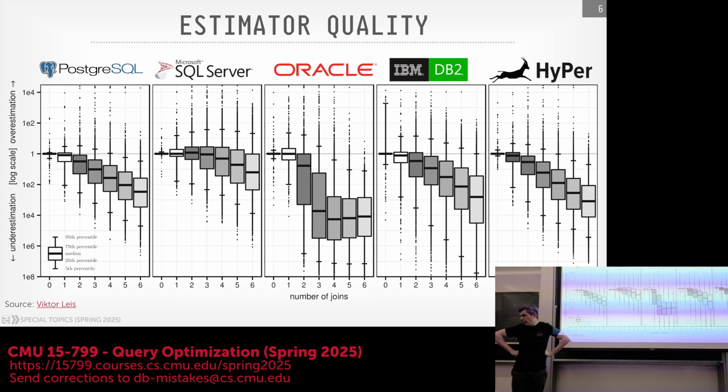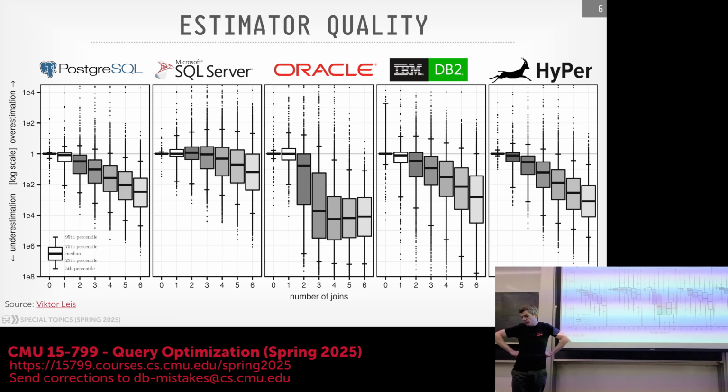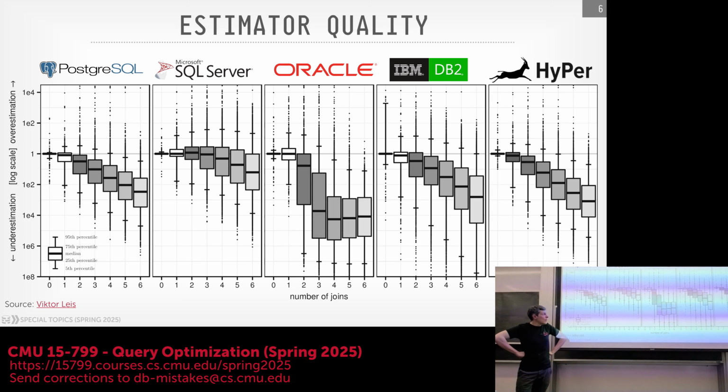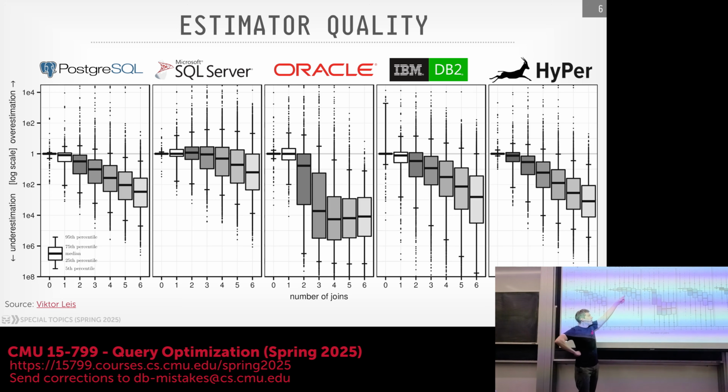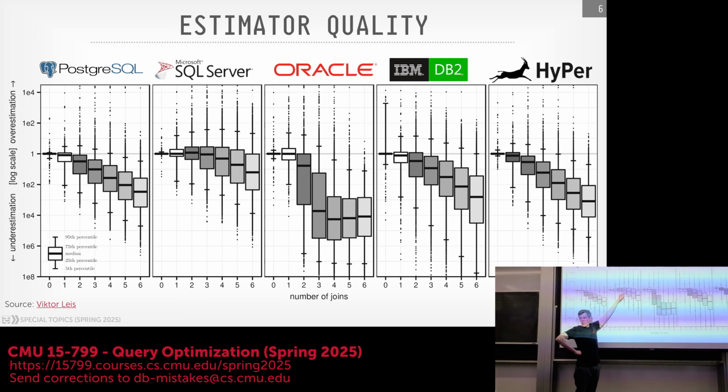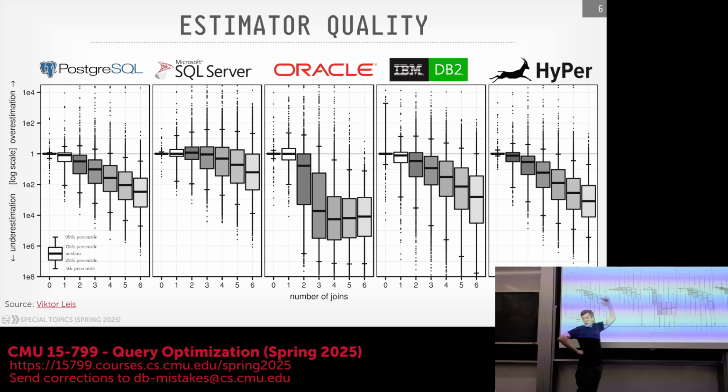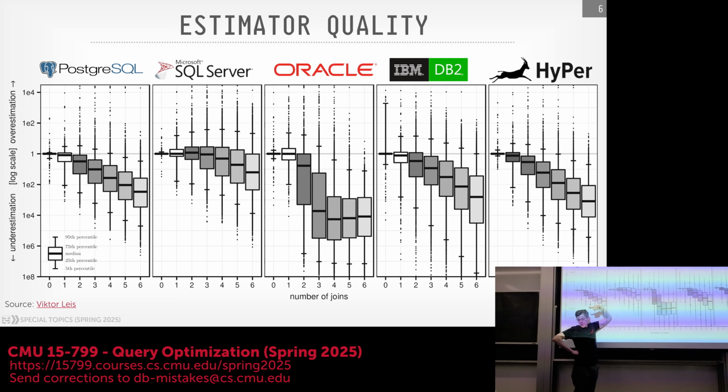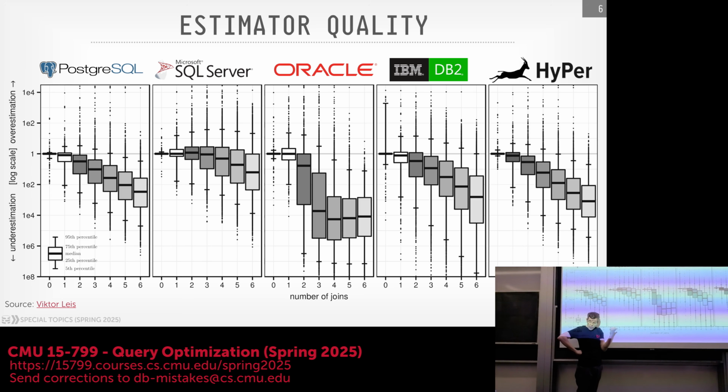Yes. Any particular reason why Microsoft is, as compared to others, tighter? His question is why are Microsoft's bounds tighter, why is it closer to the actual? Because they're doing a combination of the histograms as well as some sampling, right? Hyper, I forget if Hyper is doing sampling. I know Umbra is doing some sampling. So I think it's a combination of better statistics and better estimations upon those statistics, right?